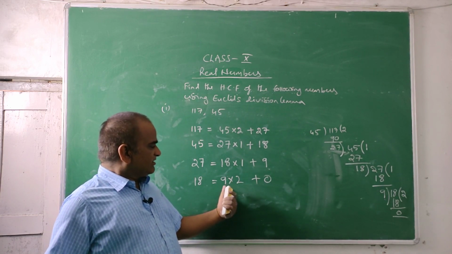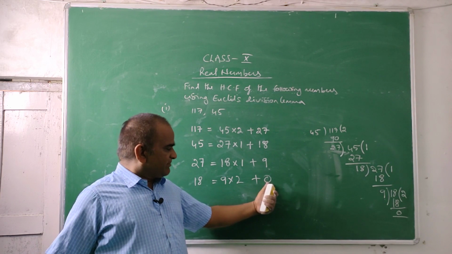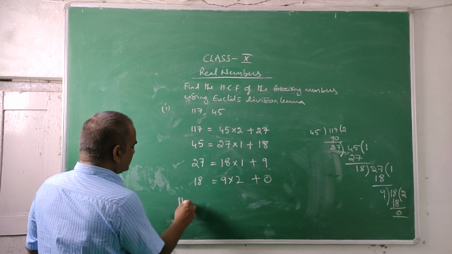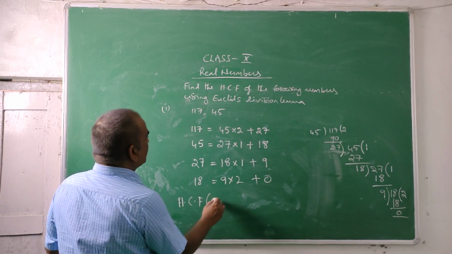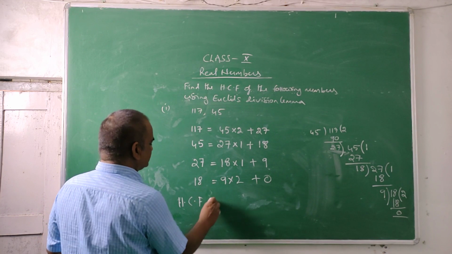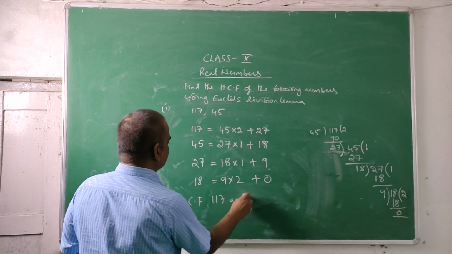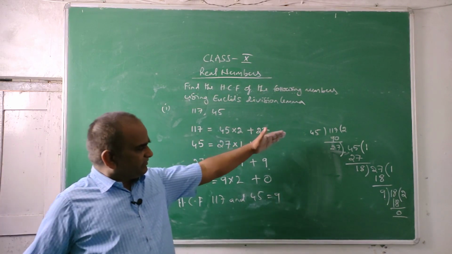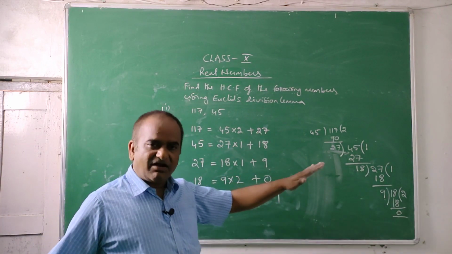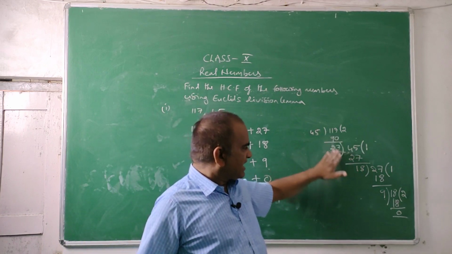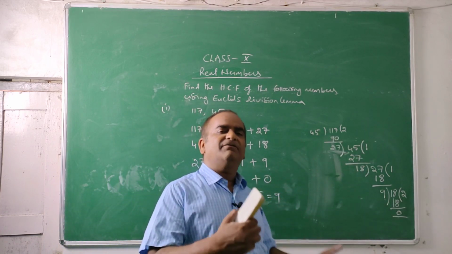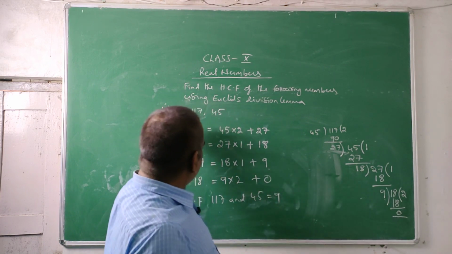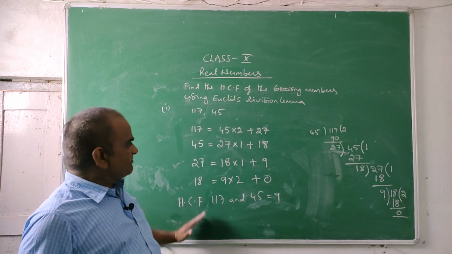So in the step where the remainder is 0, the divisor is 9. So the HCF of 117 and 45 is equal to 9. So you need not perform that, only for the sake of your better understanding I have written this. Even if you do it, there is nothing wrong. If you don't do it also, there is nothing wrong. Only thing, you should be able to proceed perfectly.